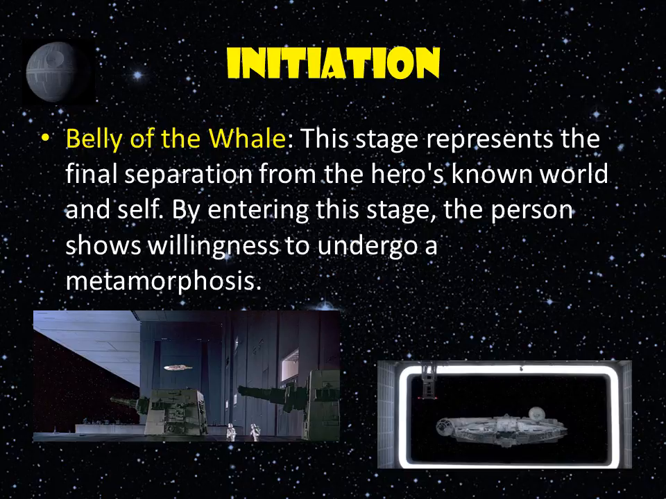Then there's initiation. This is sort of the second stage of the whole thing, and it usually starts at the belly of the whale. That's what Campbell called it. This stage represents the final separation from the hero's known world and self. And by entering this stage, the person shows a willingness to undergo a metamorphosis. So in the case of Star Wars, you can almost exactly see it: they get pulled into the Death Star. It's this big thing. They get sucked in. They can't get out. Think Jonah and the whale. That's where Belly of the Whale comes from. You get pulled into this place. You can't get out of it, and you have to undergo some kind of change while you're in there in order to get out of it.